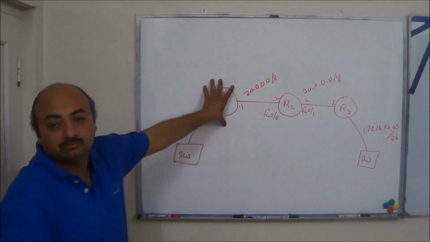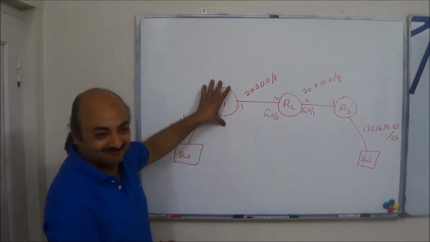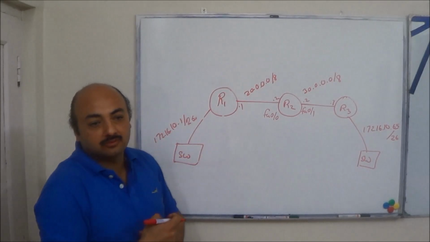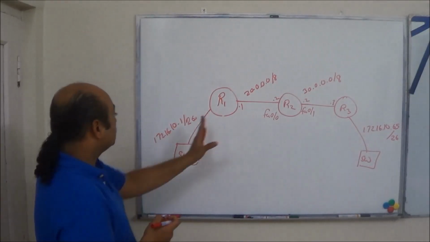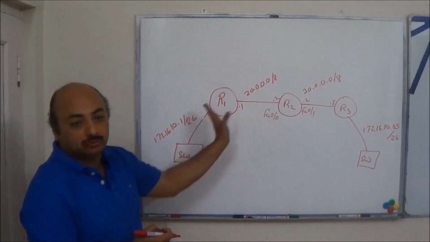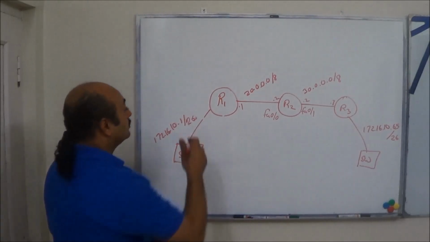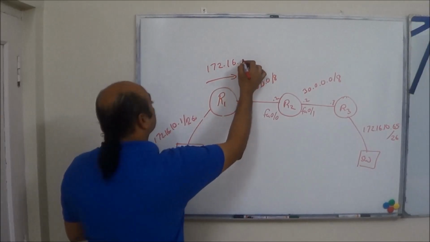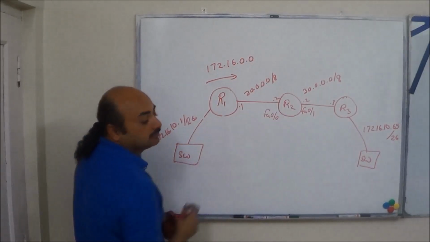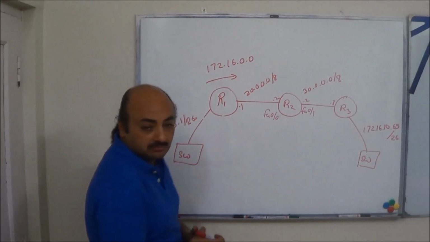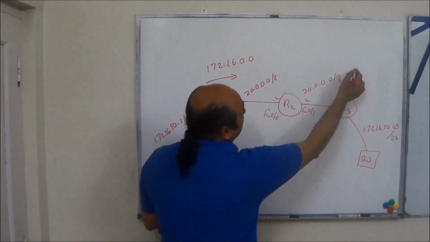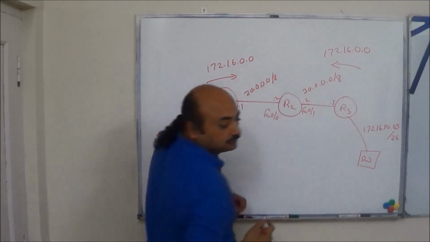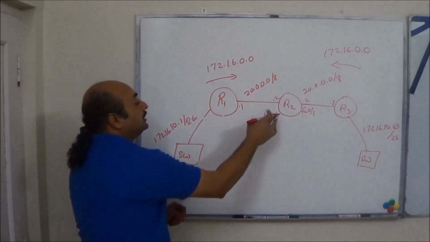What is R1? Of course. R1, R2, R3 are running RIP version 1. In this case, R1 is a boundary between two networks, so it is automatically going to summarize. And likewise R3 is also there. So what will it summarize? It will summarize. And then we look at R2.